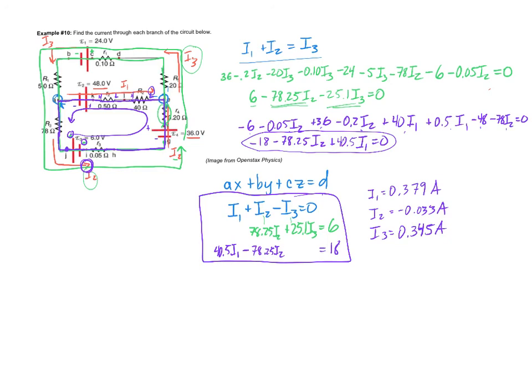More or less when I add I1 and I2 together, I do basically get I3 there, which is what our first equation was. You'll notice it works in any of the equations. Obviously, that's the whole point of simultaneous equations, but there's your answer to the Kirchhoff's law problem.